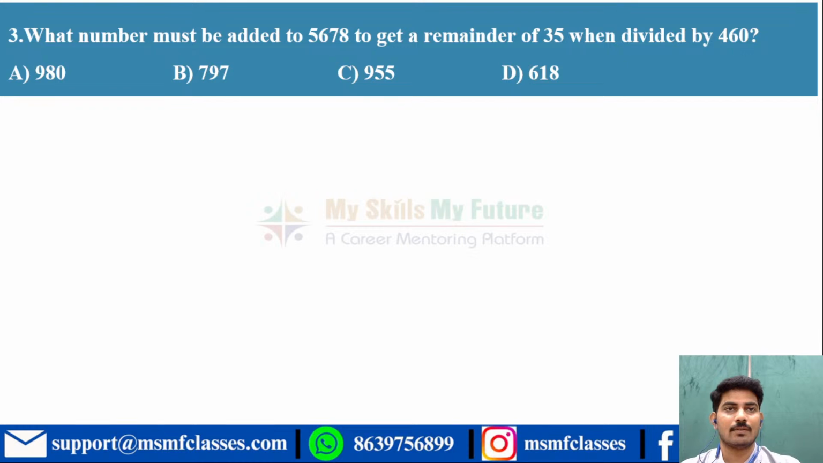Okay, this was the next question. What number must be added to 5678 to get a remainder of 35 when divided by 460? We have four options for the question. This question comes under the number system topic.